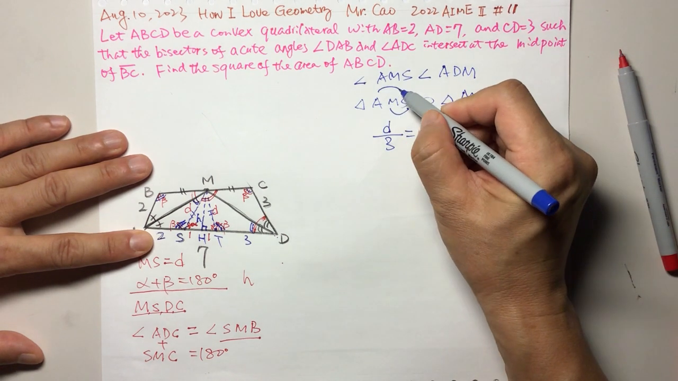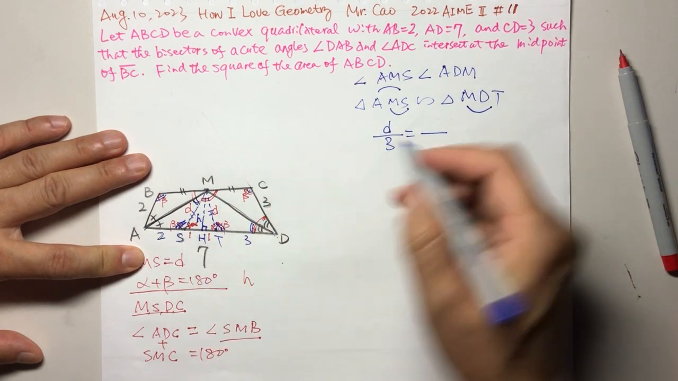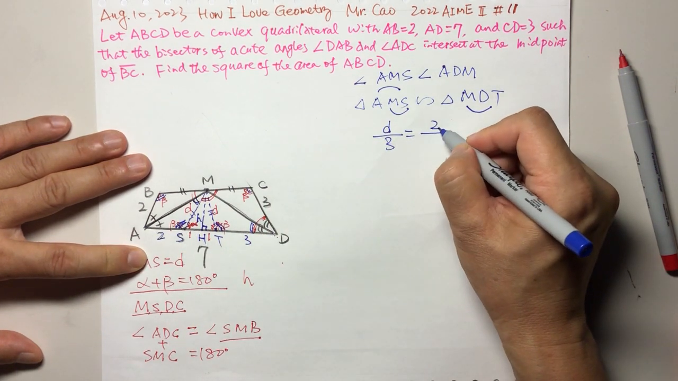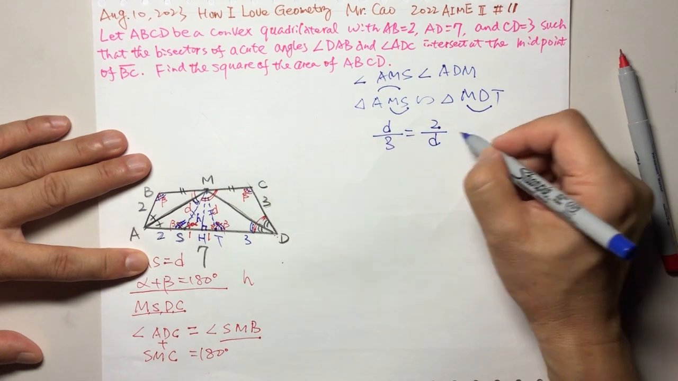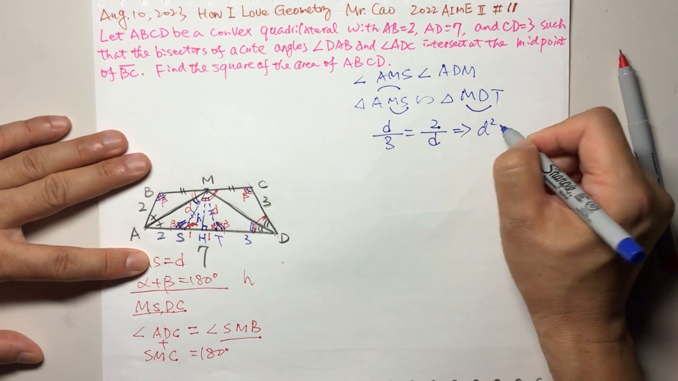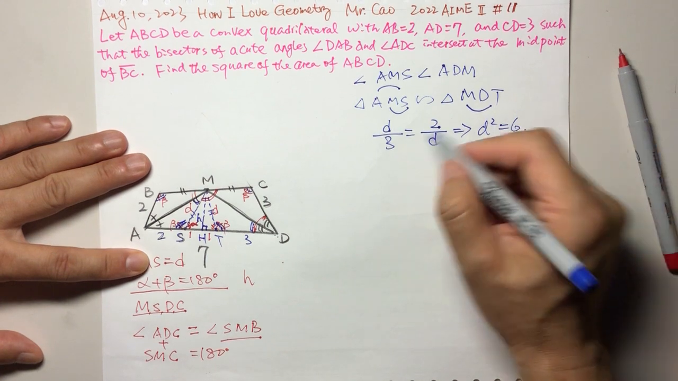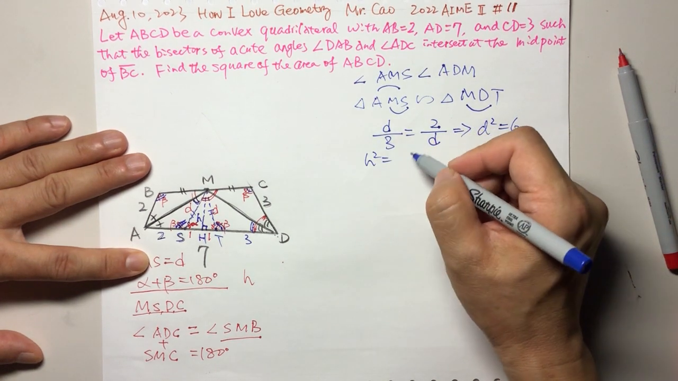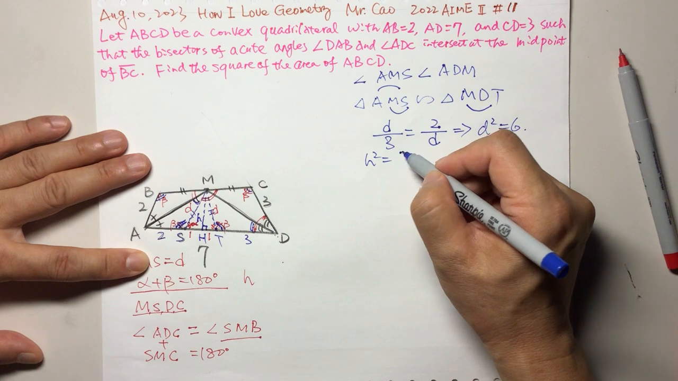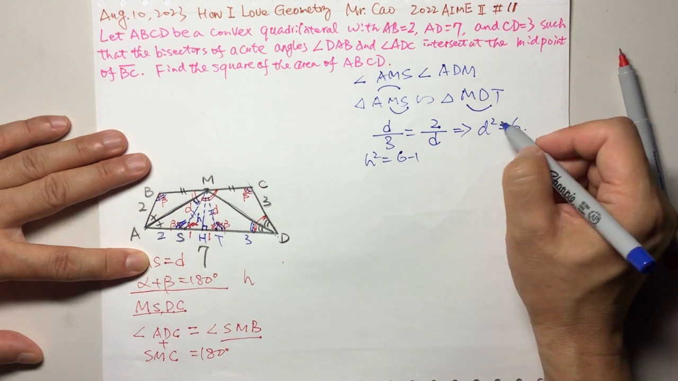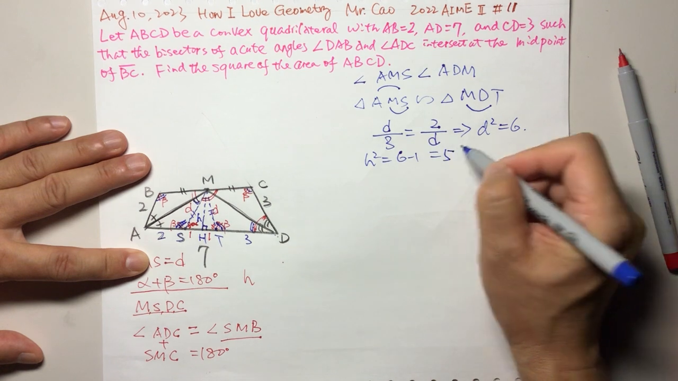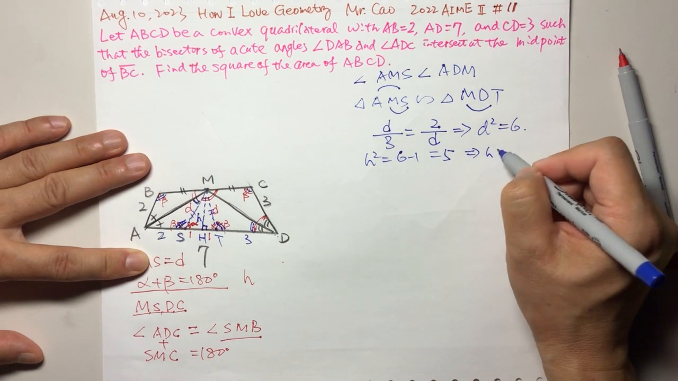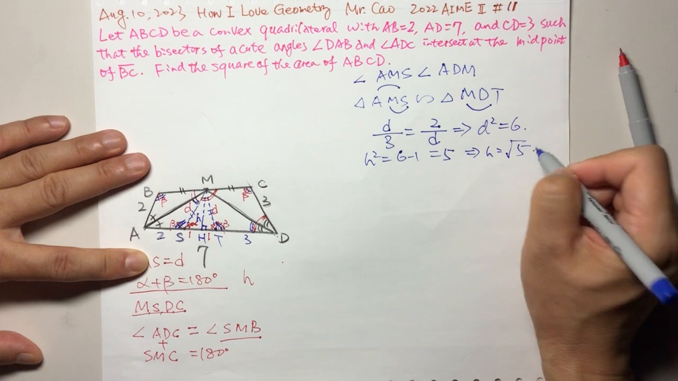So AS equals 2, and MT also D. So we will get D squared equals 6. Then we will get H squared equals which one? Equals 6 minus 1, right? DT squared minus this SH squared, so that's 5. And we know h equals square root of 5.